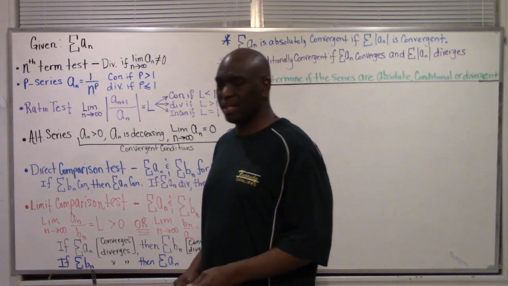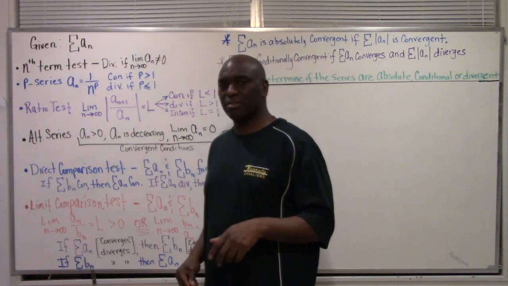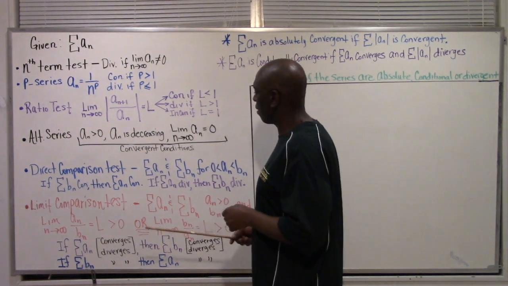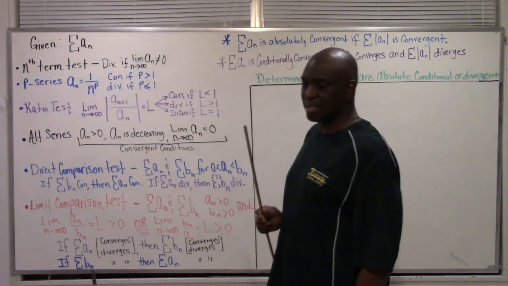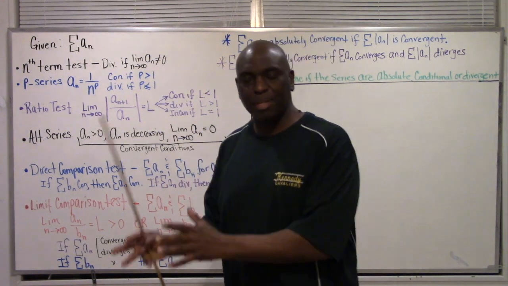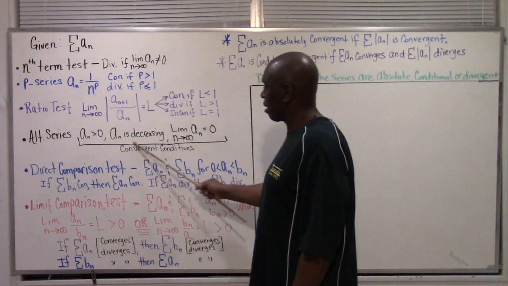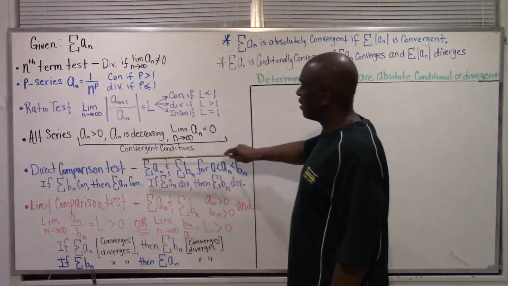That implies that it is decreasing, because we know when the first derivative is negative, the graph is decreasing. It's going down. All right, so that's the second condition. And the third condition: the limit as n gets increasingly large of the sequence has to equal 0. If those three conditions are true, then by the alternating series test, we can say that the series is convergent.